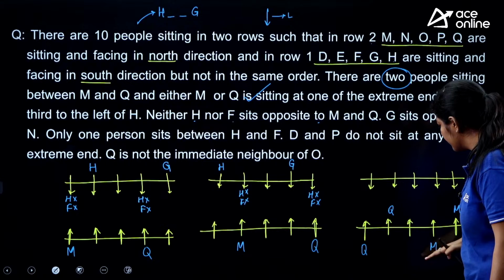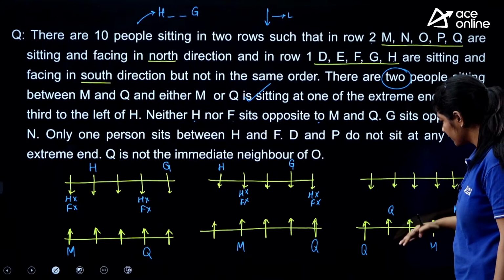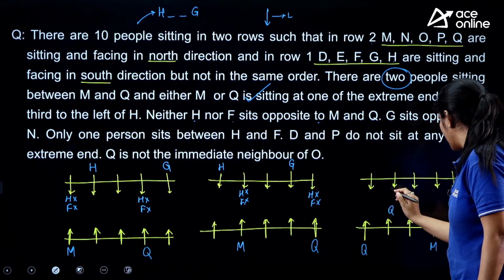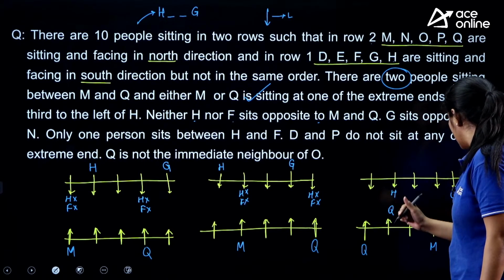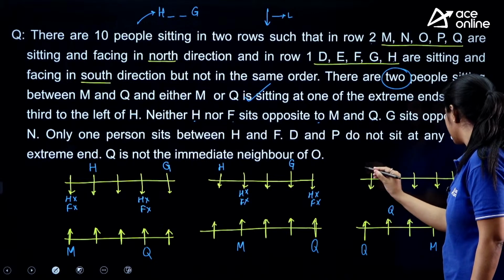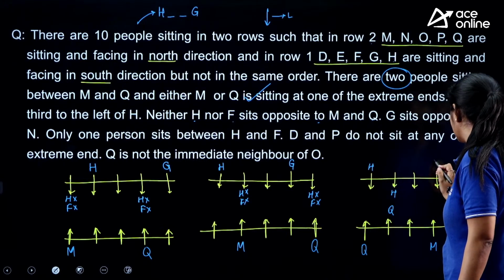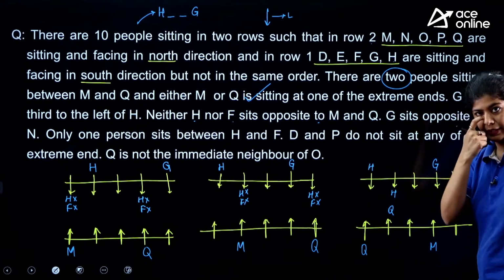In this one, first we will draw for the downwards. So if I put my H over here, then G should be here, and in this case, if I put H over here, then G should be at this place. Next.